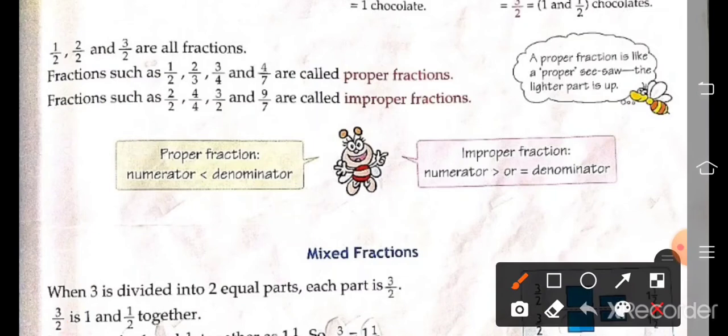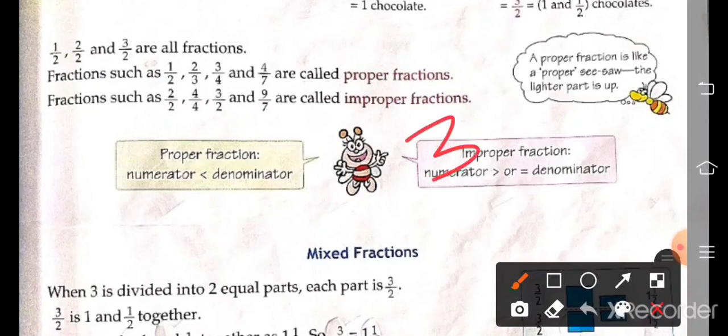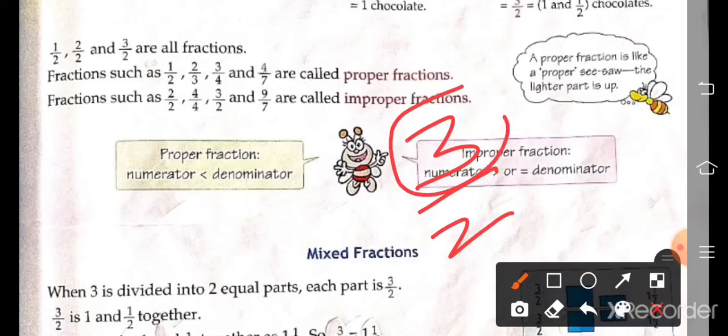And in improper fraction, numerator is always greater than or equal to denominator. Okay, for example, 3 upon 2. Here 3 is greater than 2, so this is called improper fraction.